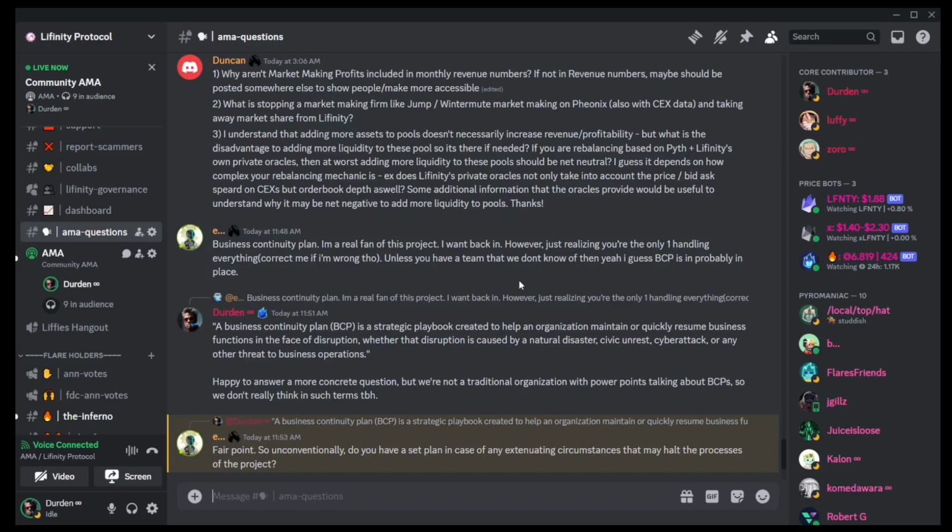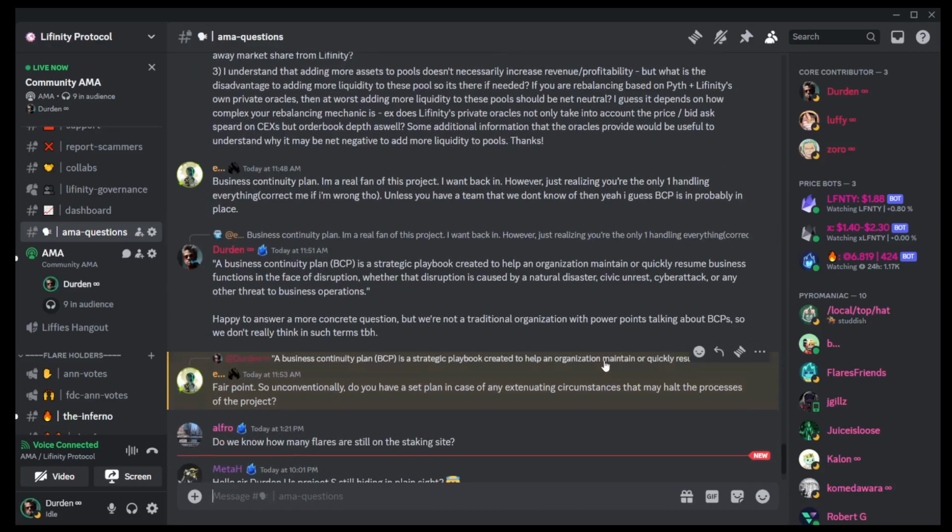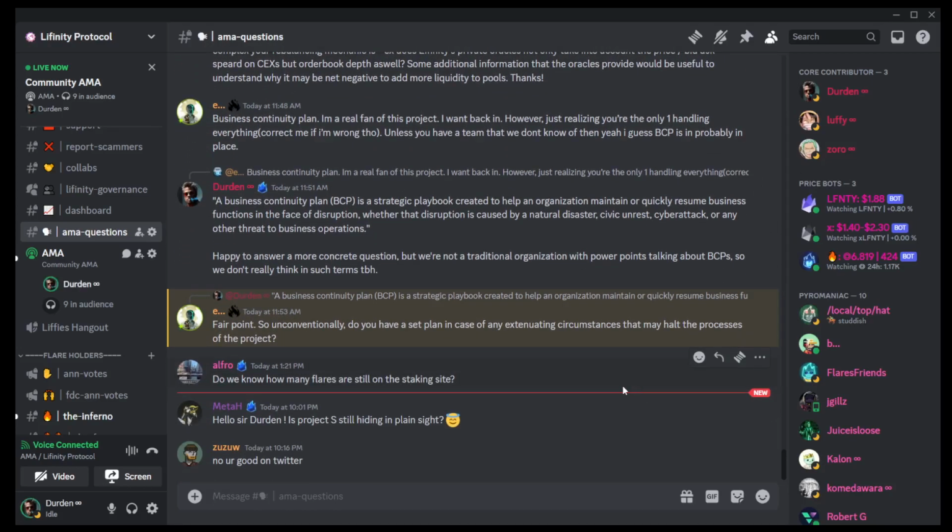Let's see. So you continue. Some additional information that the oracles provide would be useful to understand why it may be net negative to add more liquidity to the pools. Okay, I think it's not really related to the information in the oracles per se, but I think I explained already why it's not neutral to add extra liquidity. I hope that satisfies your curiosity. All right, next question.